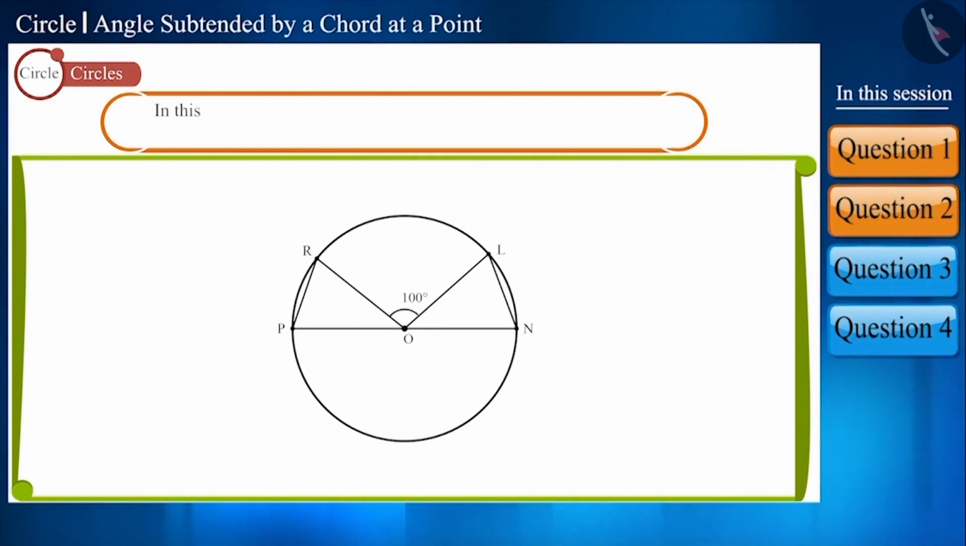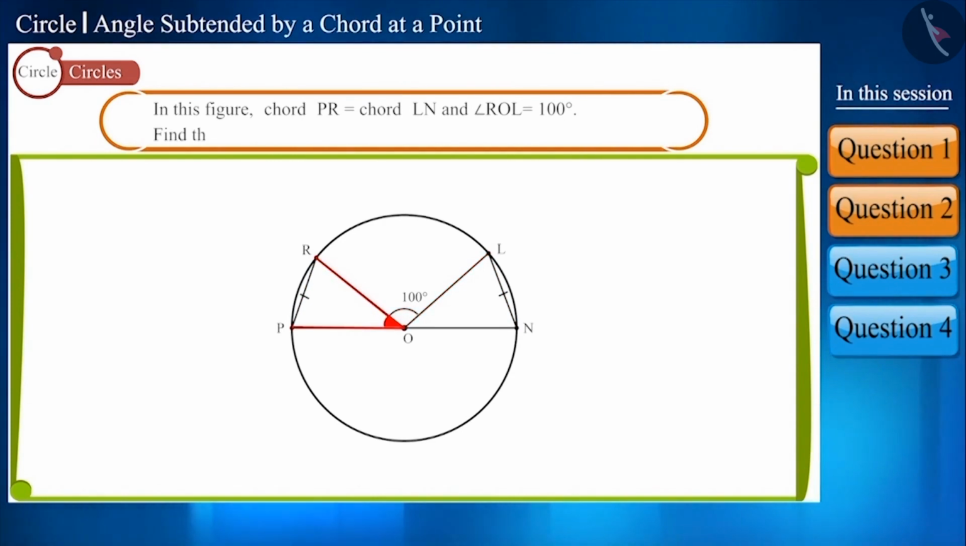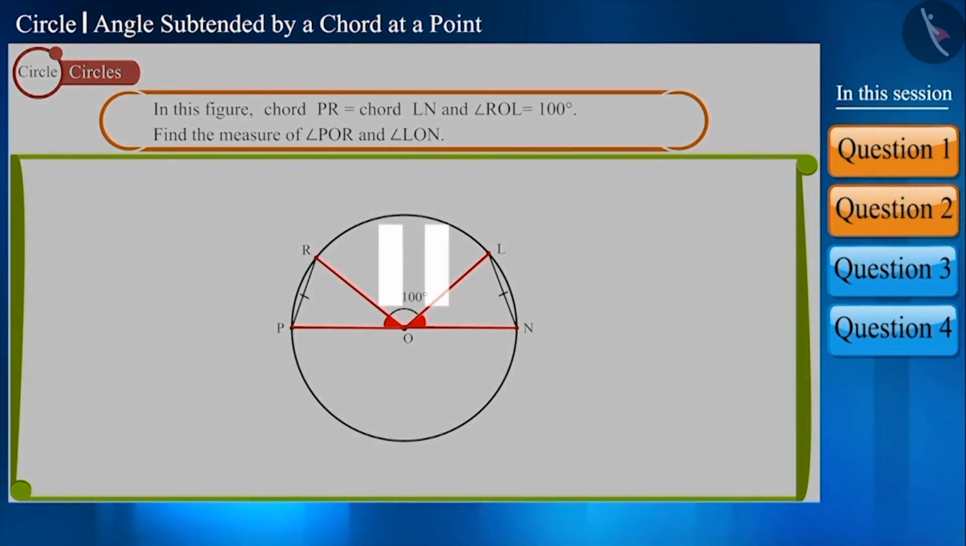Friends, in the given figure, chords PR and LN are equal and angle ROL measures 100 degrees. Find the measure of angle POR and angle LON. You can find the solution by pausing the video.